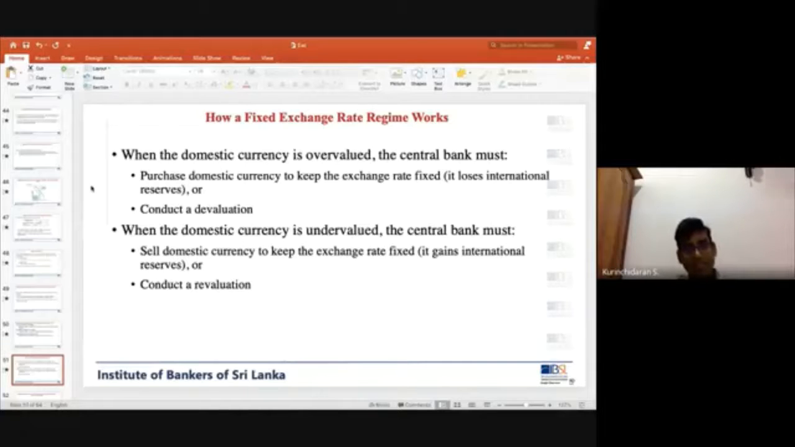When the domestic currency is undervalued, the central bank must sell domestic currency to keep the exchange rate fixed. It gains international reserve. Okay, so it's called conducting a revaluation. So based on whether your local currency is overvalued or undervalued, you can decide whether to sell or buy and fix the rate. When you sell or buy, the local currency may be devalued or revalued.